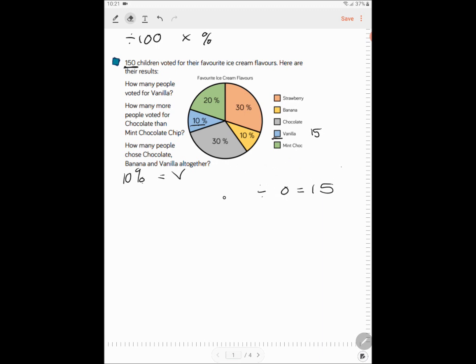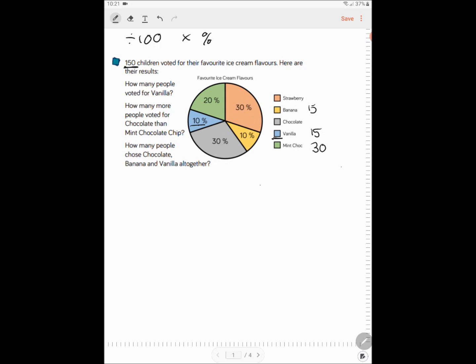Now I can also use that information to help me look at some of the others. So if I'm looking at the banana, I also know that is 15. Now once I've got 10%, that helps me with this chart because they're nice even percentages. So if I know that 20% voted mint chocolate chip and I know that 10% is 15, I can just double that. So 20% equals 30 people. Now, the other one that I've got is 30. I've got two lots of 30%.